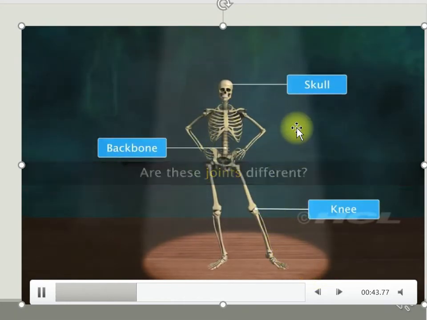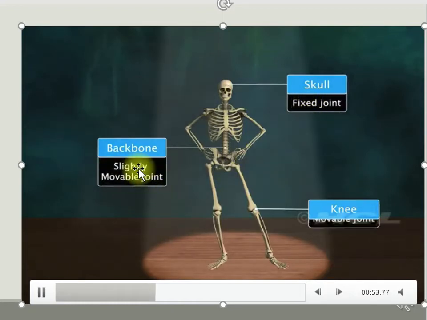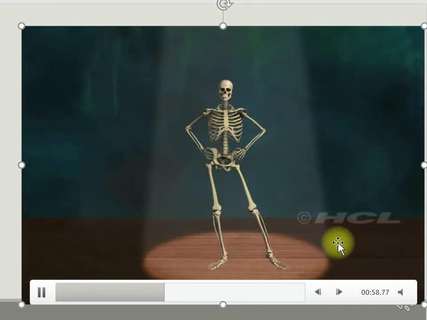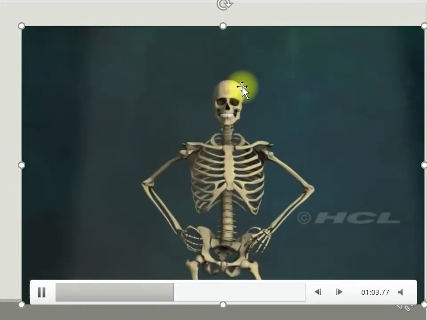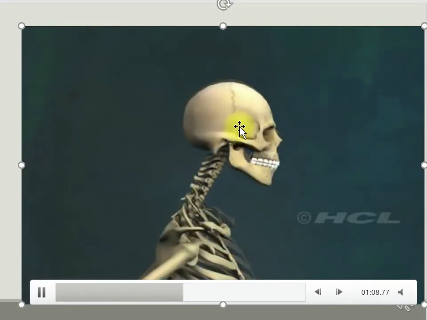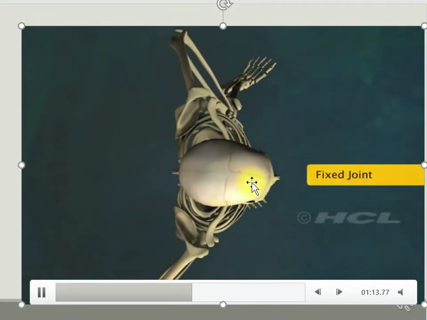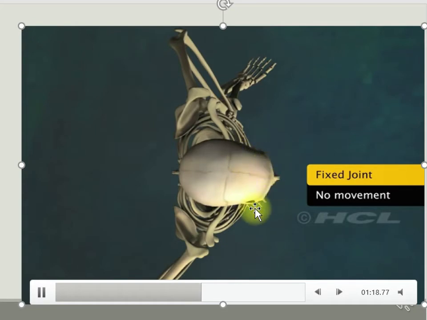Now, what is the difference between these places? The skull has fixed joints, the backbone has slightly movable joints, like I said, and the knee has freely movable joints. Now see the skull. These bones are flat bones, as you can see, and these joints form sutures; they are fixed. You can see the flat eight bones, and other bones of the face are also immovable.